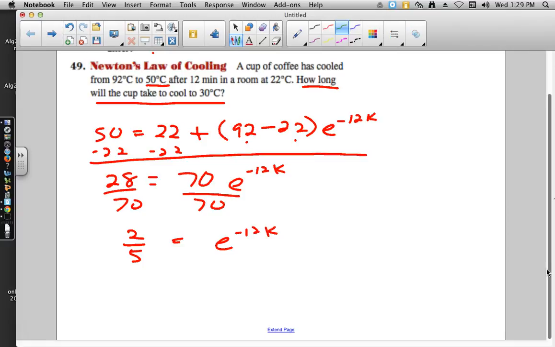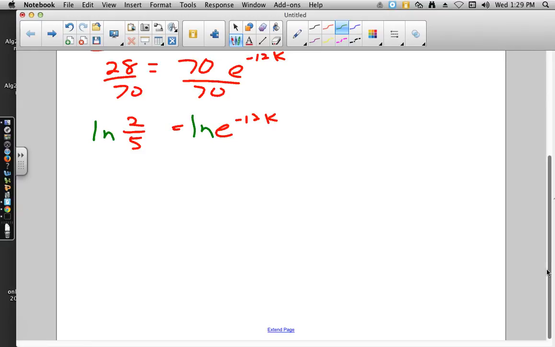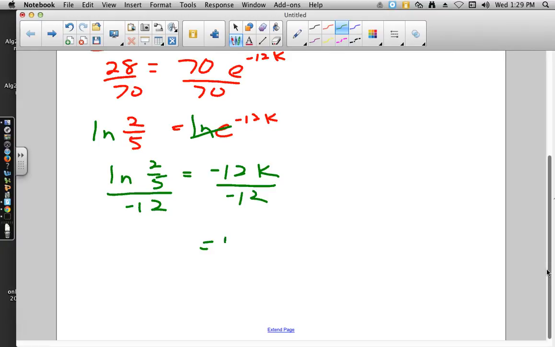And then next up would be eliminate that base of e, and that would be by taking the natural logarithm of both sides. Because these are inverses, we'll have the natural log of 2/5 equals negative 12K, and then we would divide both sides by negative 12, but again waiting till the very end and then punching everything in. So we get the natural log of 2/5, then divide that by negative 12 following the order of operations, and K is 0.076357561.